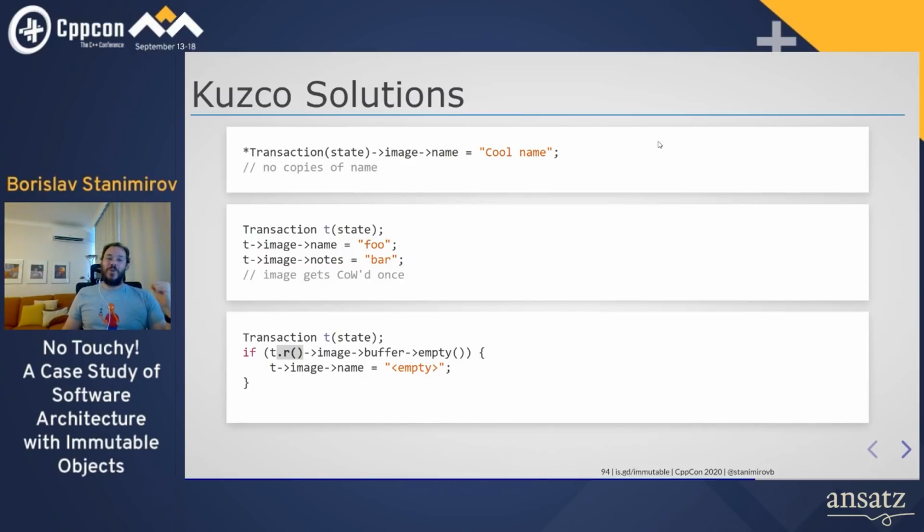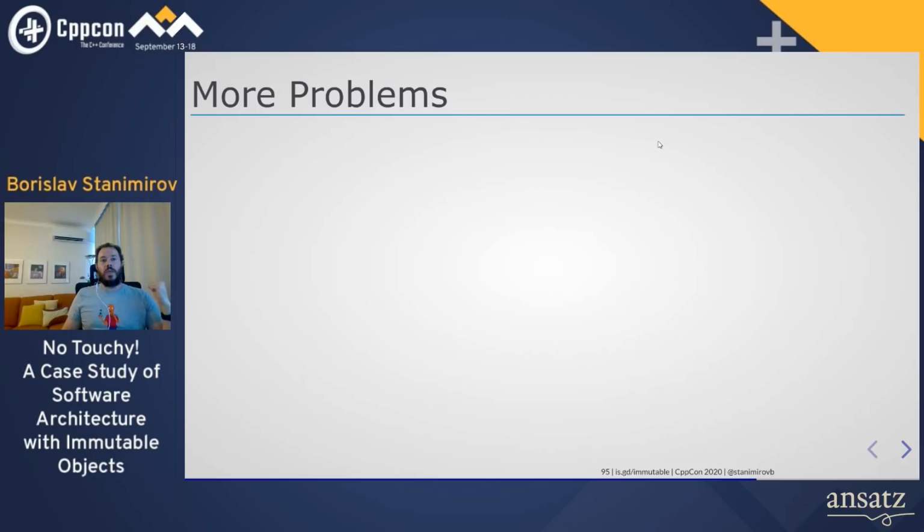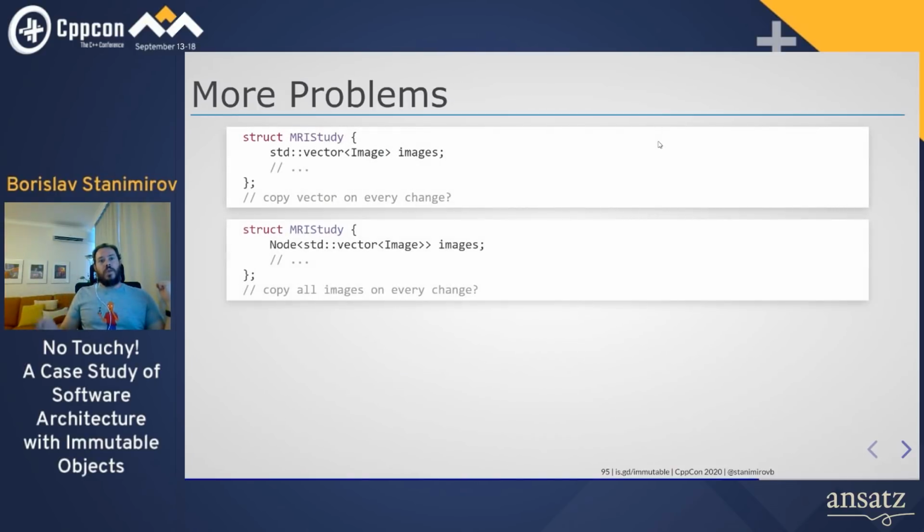And it introduces this .r. It's not very nice, I know, but this is basically a way to have a const reference to the data inside without doing copy on write. So when you want to only read from data, you use this. And there are no copies here. And there are more problems, though.